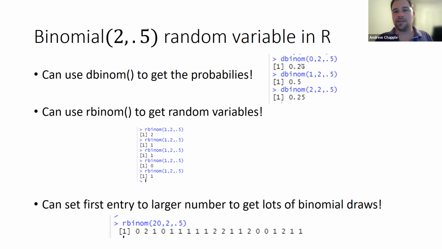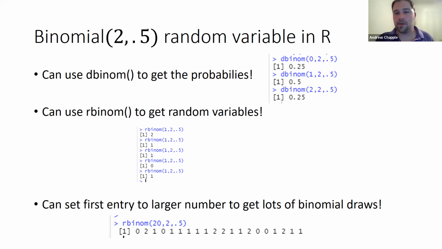dbinom gives those probabilities. So this is saying, what is the probability of observing y equals 0, given 2 flips and a probability of 0.5 of success? And that gives me 0.25. This is, what's the probability of 1 heads out of 2, given 2 flips and a probability of 0.5? It's 0.5. This is saying, what's the probability of 2 heads out of 2 flips with probability 0.5? It's 0.25. I can also generate lots of random variables together.